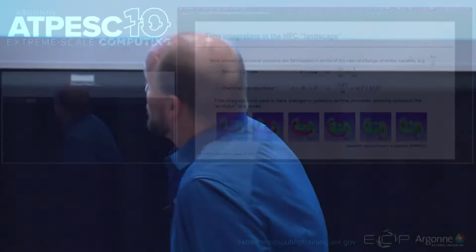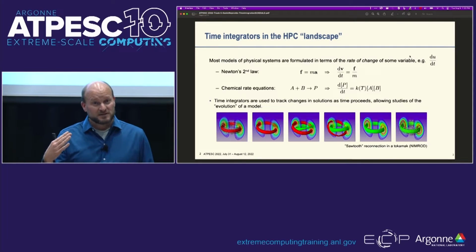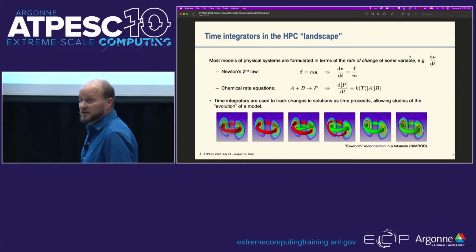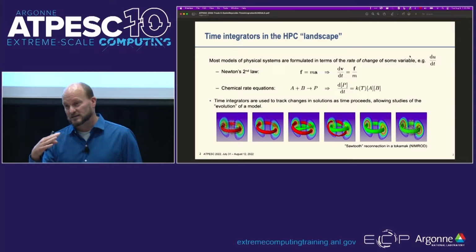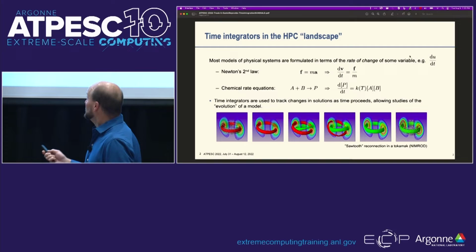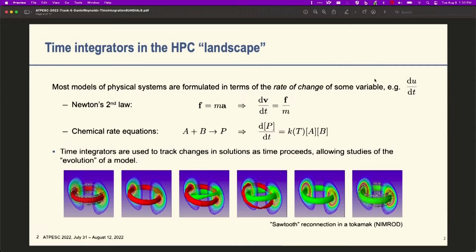So time integrators in high-performance computing arise kind of naturally in a number of places. Most models of physical systems are formulated in terms of the rate of change of some variable in terms of other things. So at the simplest level, we can think of Newton's second law, force equals mass times acceleration. And of course, acceleration is just the time derivative of velocity. And so people often use an equation like this if they're doing particle dynamics, and they want to see how particles are moving and how the velocity of those particles is changing as a function of time.